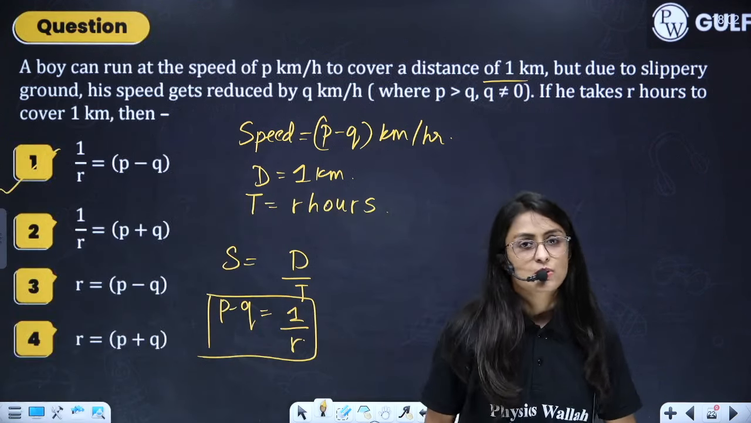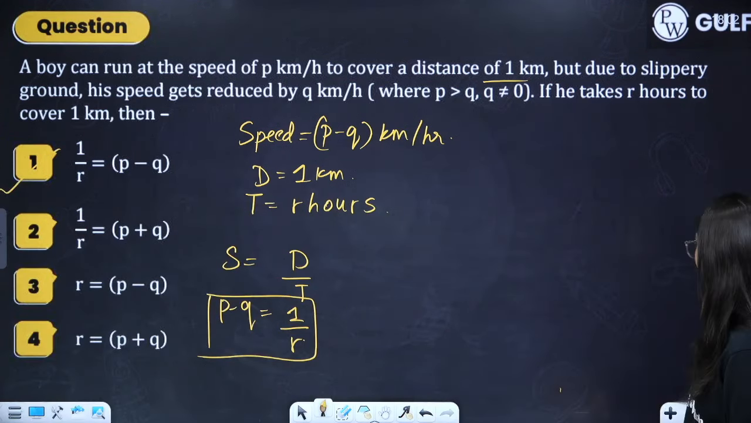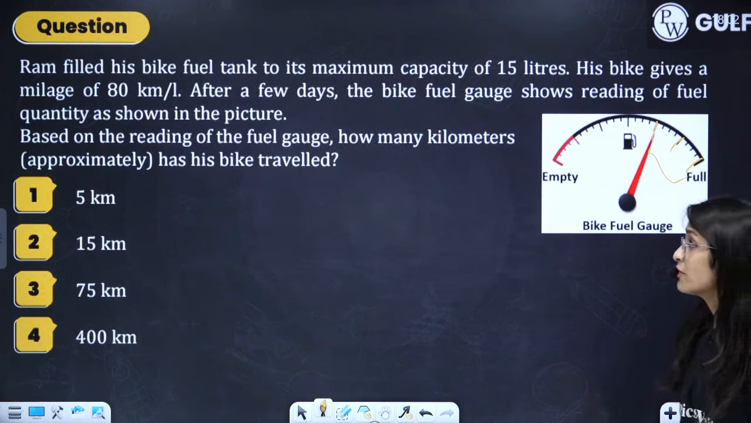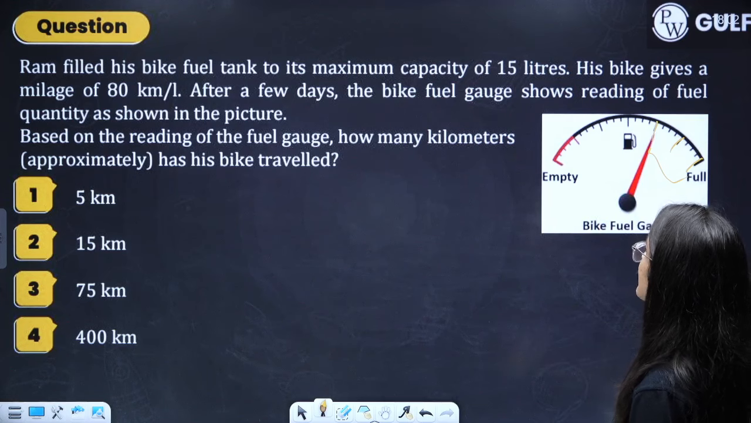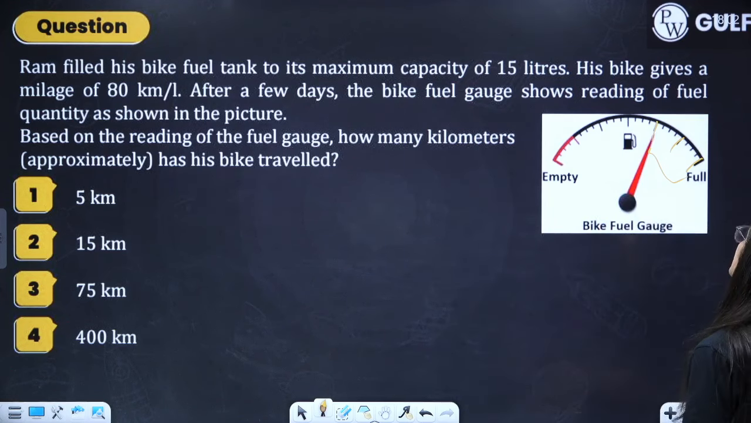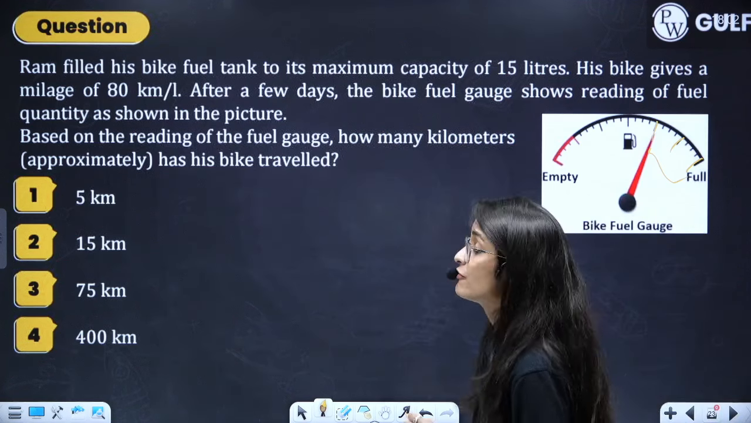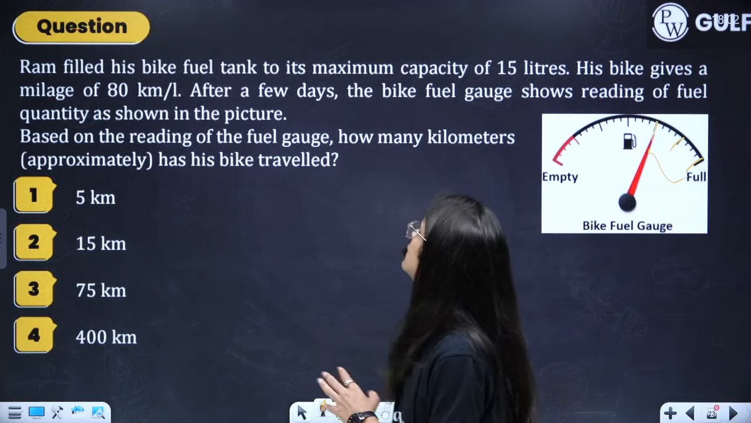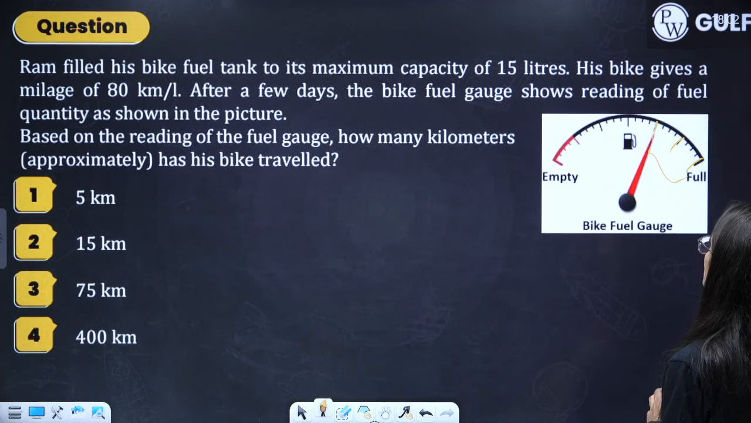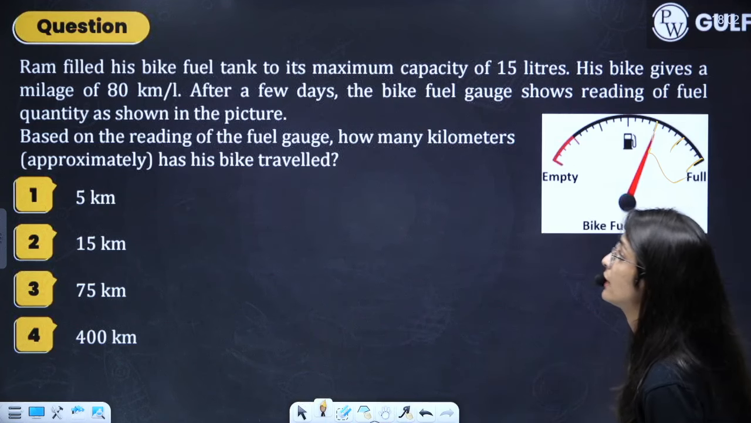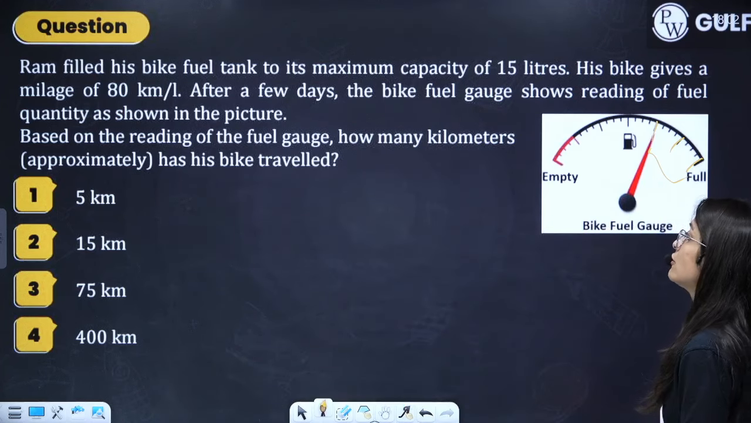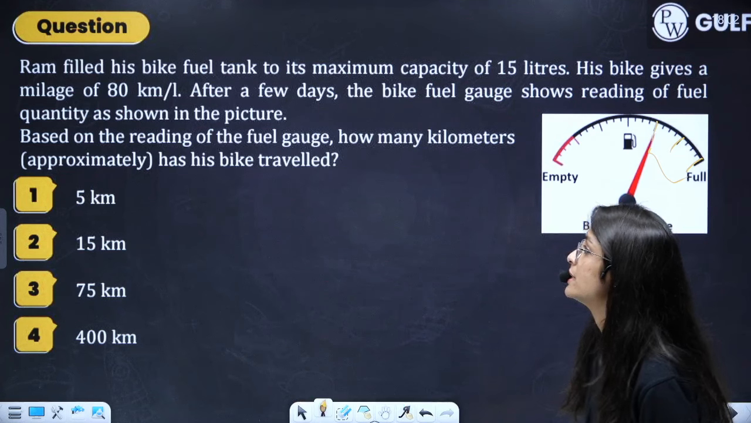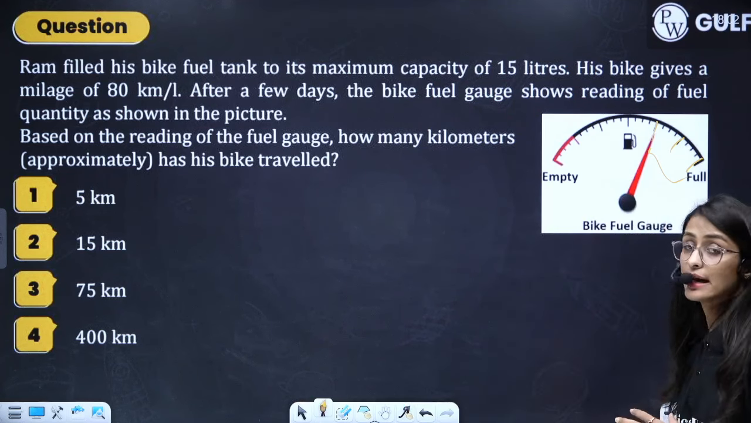Okay, this was an easy one, right? Moving further, Ram filled his bike fuel tank to its maximum capacity of 15 liters. His bike gives a mileage of 80 km per liter. After a few days, the fuel gauge shows a reading of fuel quantity as shown in the picture. Based on the reading of his fuel gauge, approximately how many kilometers has his bike traveled?